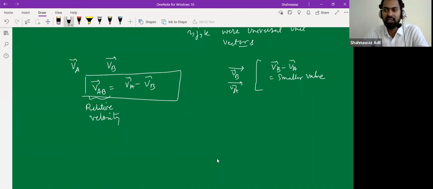Or let's just say that they are moving in the opposite direction. So train A is moving with 100 kilometer per hour in one direction, and oppositely train B is moving with 50 kilometer per hour. So the relative velocity will be 150 kilometer per hour. Understood? Any doubt, any query?